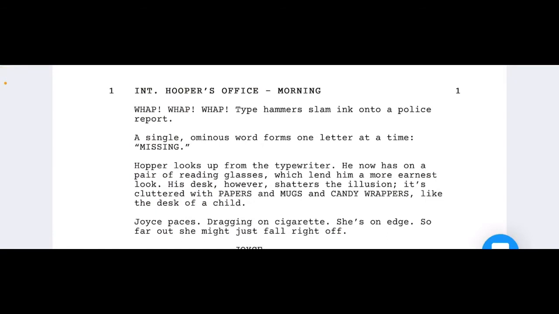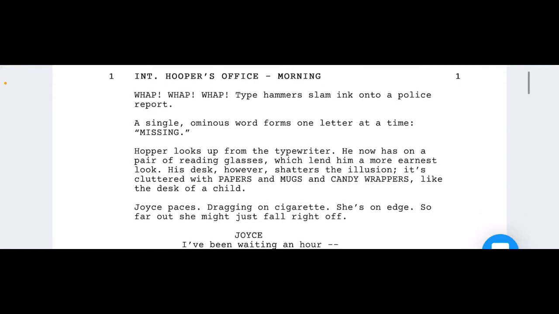Okay, here we have the script. Let's try and analyse what's going on here. The scene heading at the top says it's internal, in Hopper's office. He's a detective, and it's morning, so it begins with whap, whap, whap. Type hammers slam ink onto a police report. A single ominous word forms, one letter at a time: missing. So that's a pretty huge clue as to what's going on in the scene.